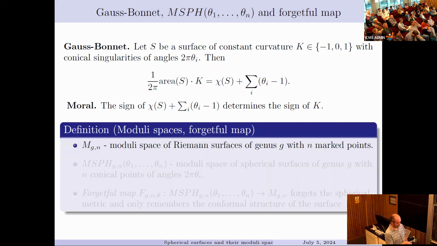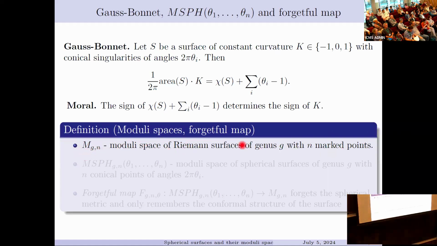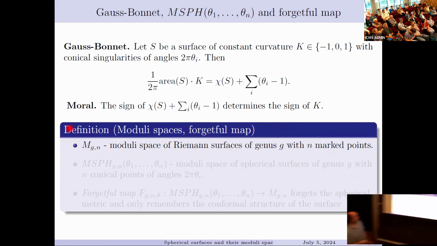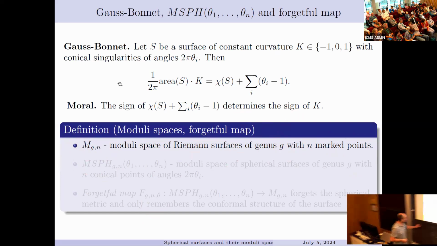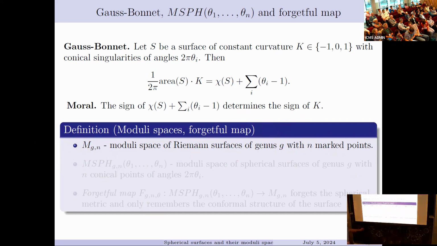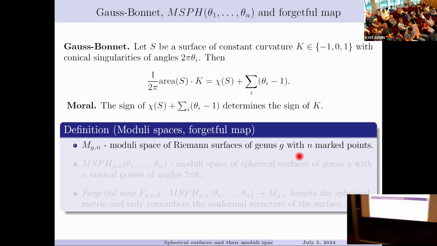And a little bit more definitions that I need to set up the scene. So Mgn is the moduli space of Riemann surfaces. You take all Riemann surfaces of a certain genus, with n marked points. It's a classical, very important object in algebraic geometry, produced by Riemann, and this is a certain complex orbifold of dimension 3g minus 3 plus n. It's an object of complex geometry.